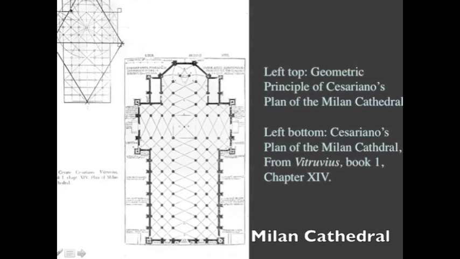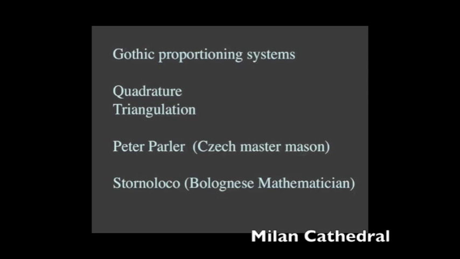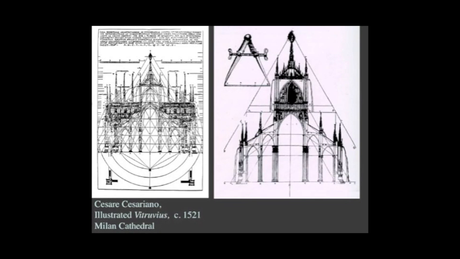But for the most part, Cesariano's drawing emphasizes this idea of the big triangle organizing the whole. He's using quadrature from the Peter Parler scheme, the Czech master mason, and triangulation that gets superimposed by the Bolognese mathematician. So, looking great. Of course, these drawings that Cesariano does are not really descriptive of the Milan Cathedral because the Milan Cathedral stalled. They didn't get much of it built. They got it built more or less to here, and then they kind of ran out of steam.